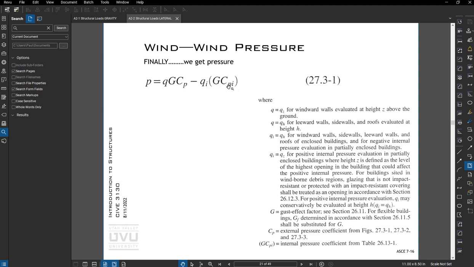So what usually happens is we'll add this term, which becomes positive, and so we'll get a total pressure on that face of the building that's more than just this pressure. Basically, we're adding the exterior pressure on a wall to the interior suction on the same wall. That's what this equation gives us.